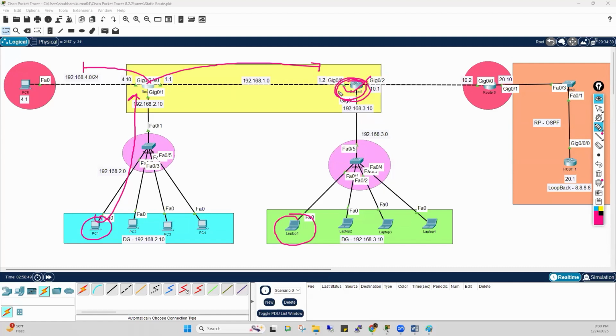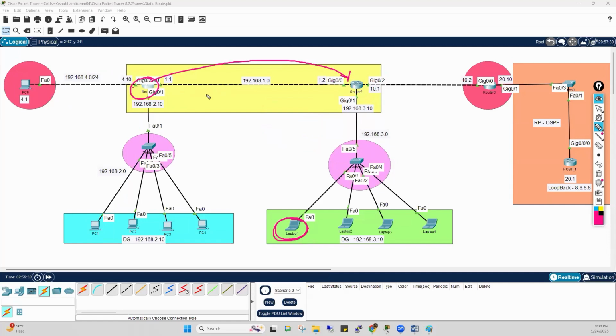So this router is called the next hop. This router is the next hop for this router, because if this router wants to forward your packet towards this laptop, it needs to forward your packet towards this router, not this router. So for this router, who is the next hop? For this laptop, that is this one. Getting my point? So next hop means where the router needs to forward the packet to reach the destination. If this router wants to reach this destination, it should forward your packet towards here.